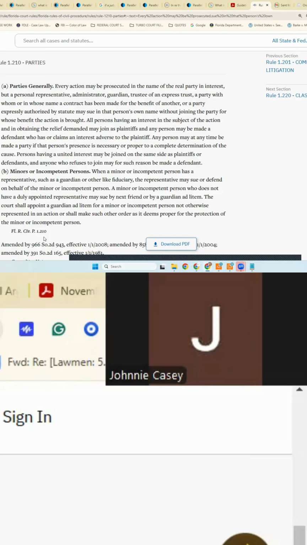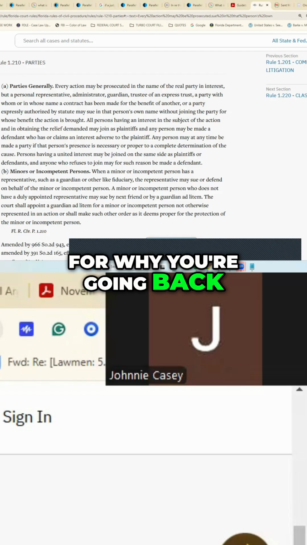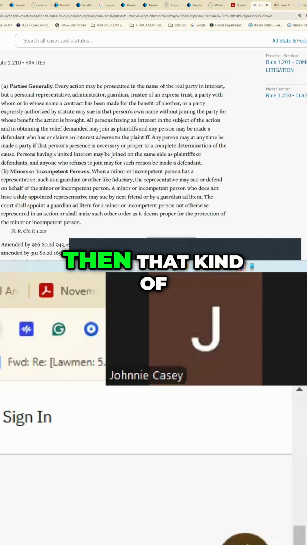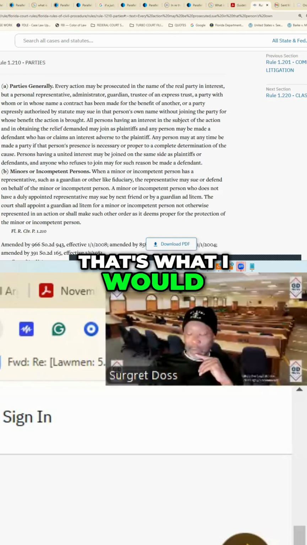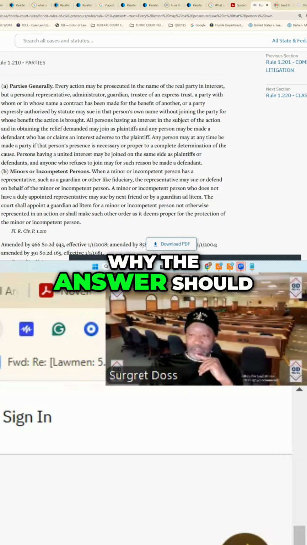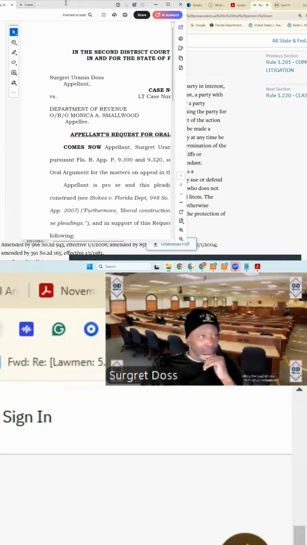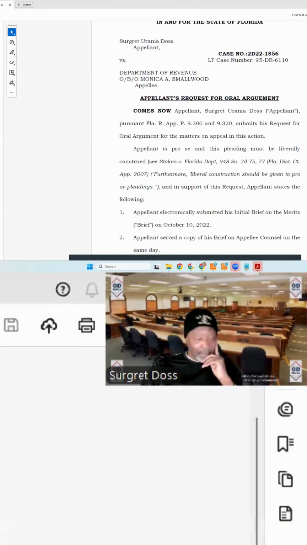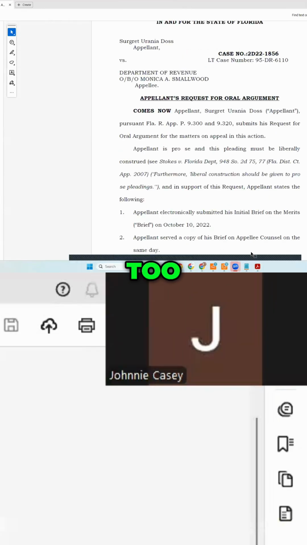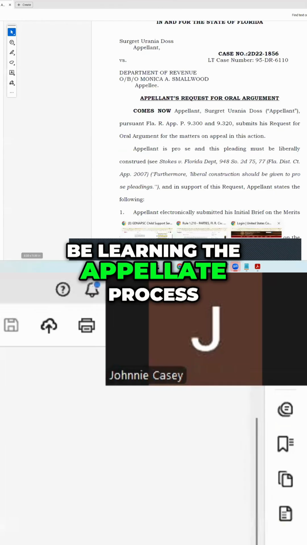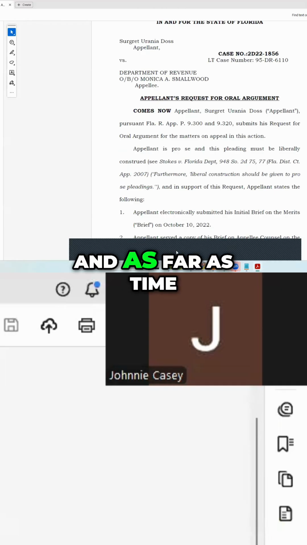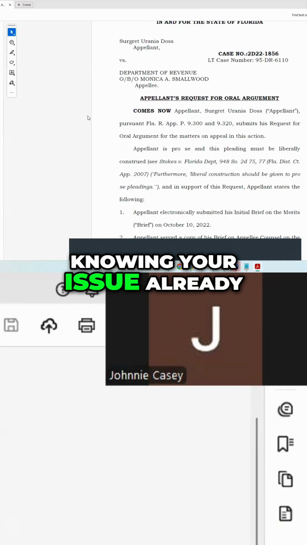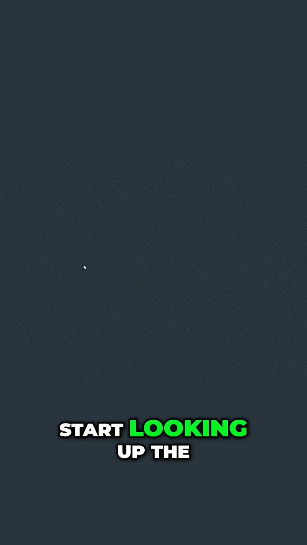When you go on your petition and your reasons for why you're going back, if you weren't served or you weren't given notice, then that kind of waives the time frame, if I'm not mistaken, right, Greg? That's what I would look into. I don't know why the answer should be different in fundamental error, unless I'm missing something. I tried to vacate it, but I need to be learning the appellate process. You got to get it out of that district court and into that appellate court. And as far as time, if you know there's a time problem, start looking up the rule for the reason why the time wouldn't be relevant.